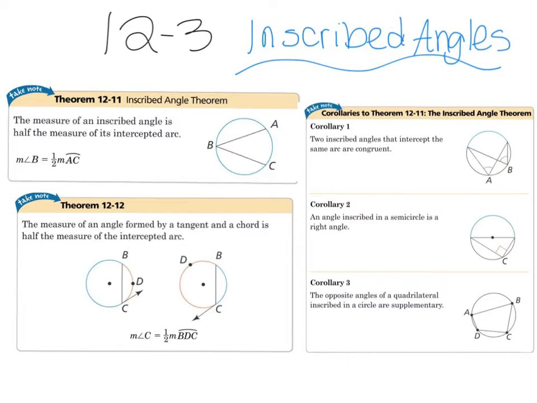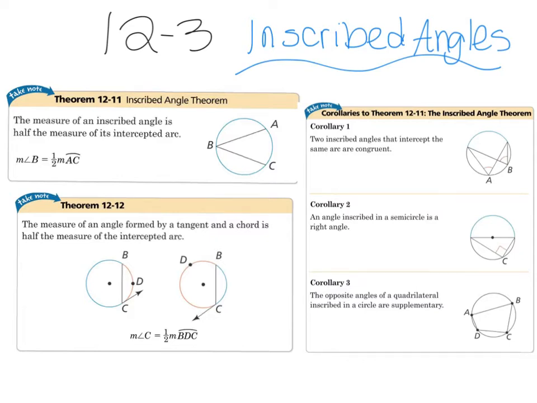The first theorem says that the measure of an inscribed angle is half of the measure of its intercepted arc. So whatever the measure of arc AC is, and we learned how to do that back in chapter 11, we divide that by 2, and that'll give us the measure of angle B. Again, what we learned last chapter is going to help us with this chapter. So if you forgot about arc measures, you may want to go back and take a look at that.